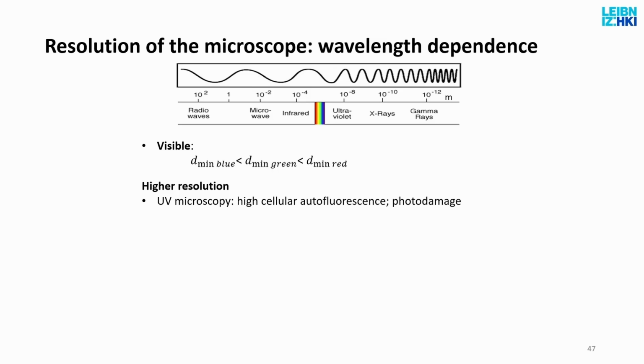Can I increase my resolution by changing the wavelength? Yes, you can go to UV. This will give you higher resolution. It will kill your cells as well and bleach your sample. So this is not really used. X-ray microscopy, of course, gives you structure and chemical identification. Electron microscopy gives you the highest resolution, of course.